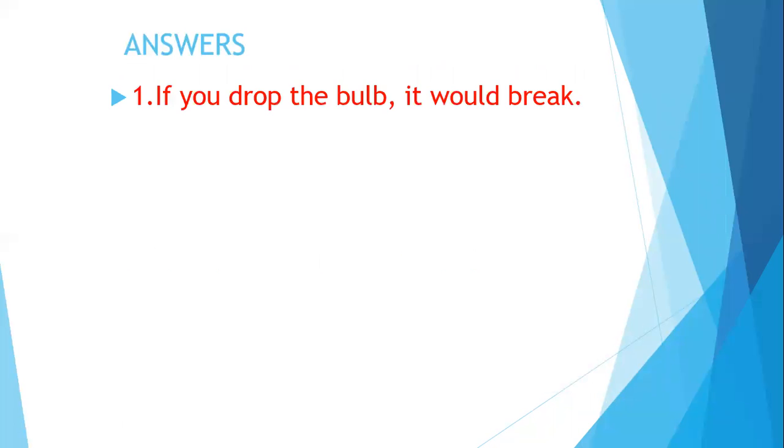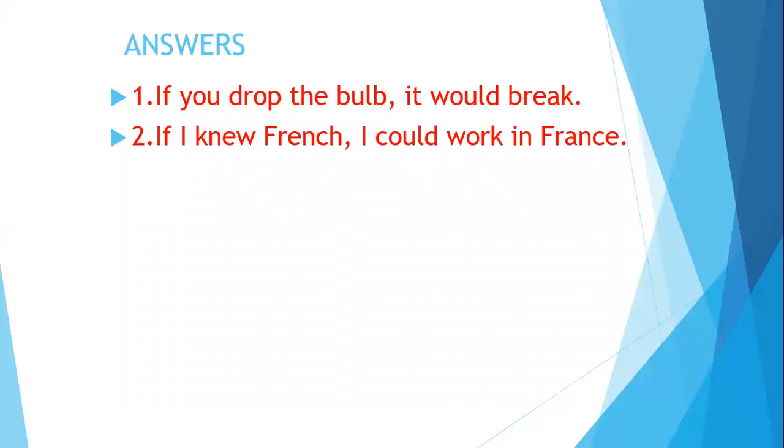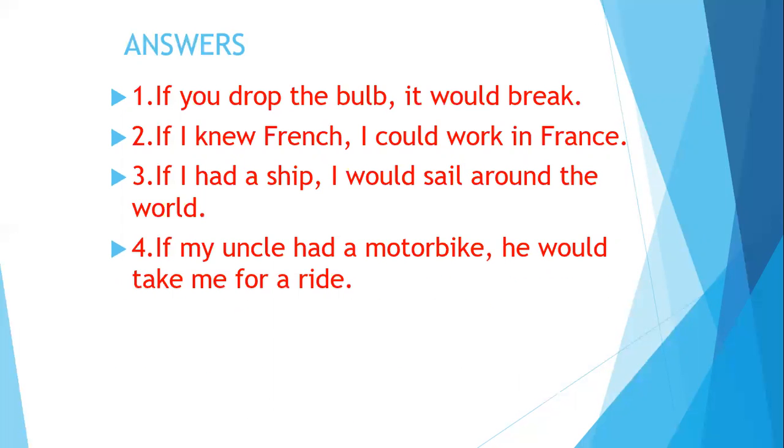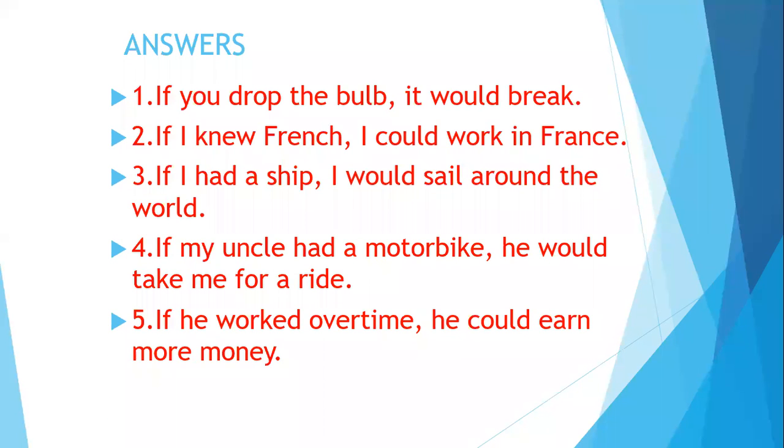Answer 1. If you drop the bulb, it would break. Number 2. If I knew French, I could work in France. Third one. If I had a ship, I would sail round the world. Fourth one, if my uncle had a motorbike, he would take me for a ride. Last answer, if he worked overtime, he could earn more money.